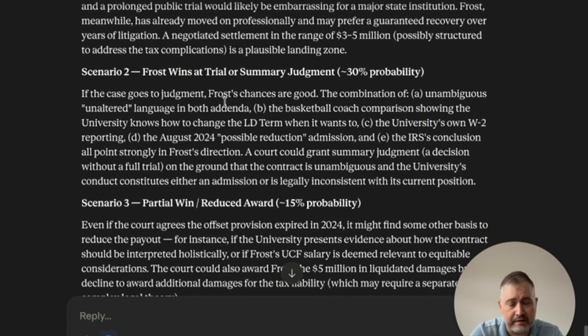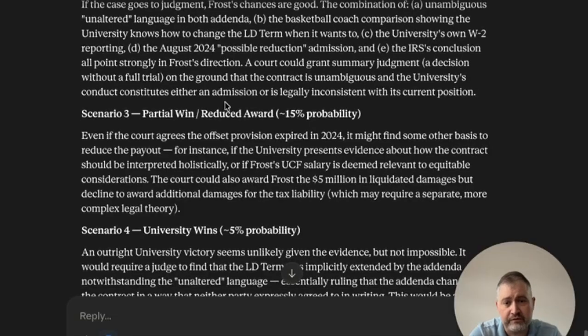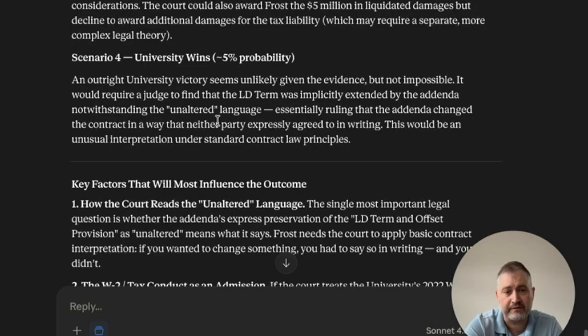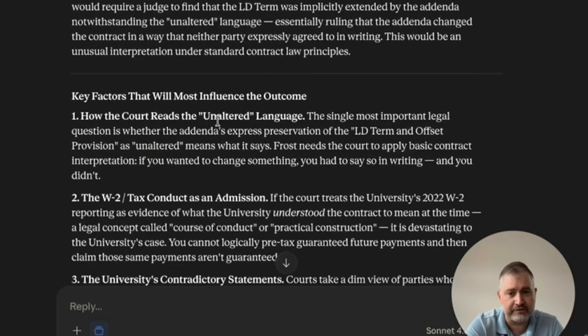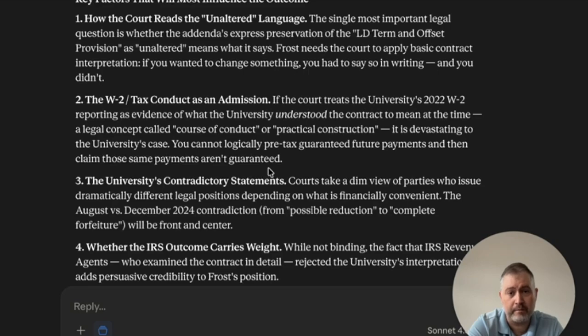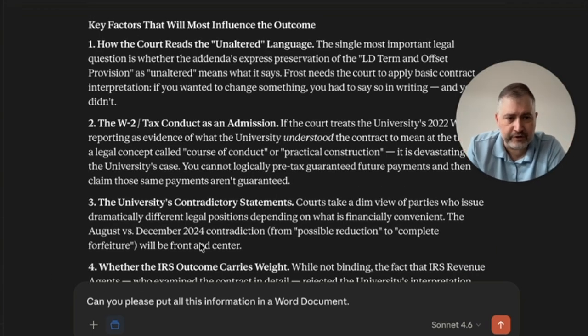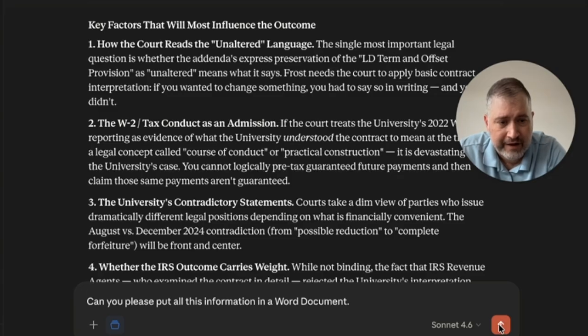It's saying a 30% chance that this goes to trial and Frost wins. 15% chance of a partial win for Scott Frost and a reduced award. And then scenario 4, number 5, the university wins. And here are the key factors that will most influence the outcome. So Claude has taken this complex legal document, these multiple articles that I've read that I quite don't understand, and has put in plain English what this is really about and who's likely to win, who has the stronger legal arguments. All right, and because I'm such a nerd for Microsoft Word, I'm going to ask Claude finally to put all this information in a Word document.